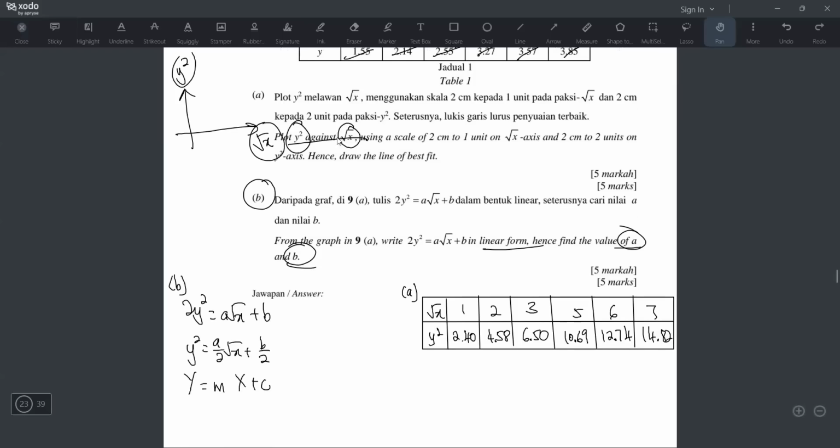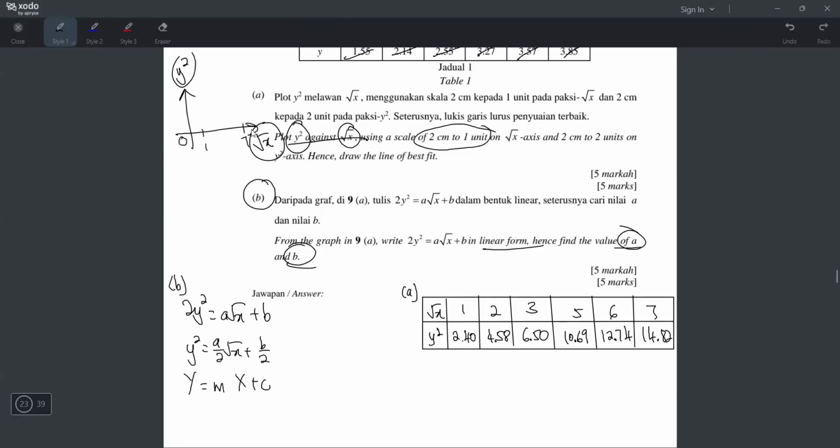So now we can draw the graph. They give us a scale here, so let's follow the scale. 2 cm to 1 unit on the square root x-axis. So later here will be 1, 2, 3, 4 until what's the highest value? 7. Okay, so this is your x-axis.